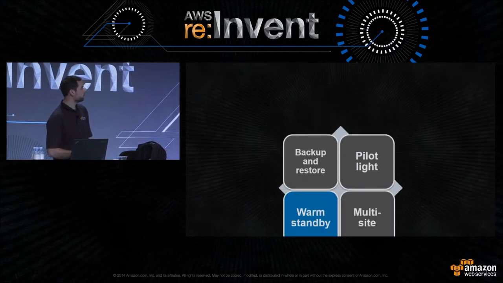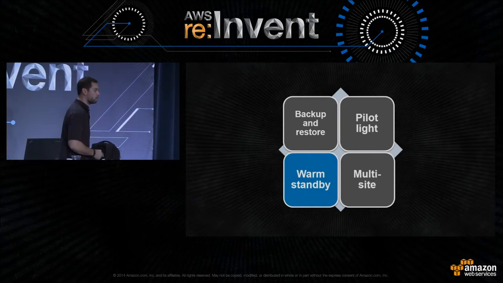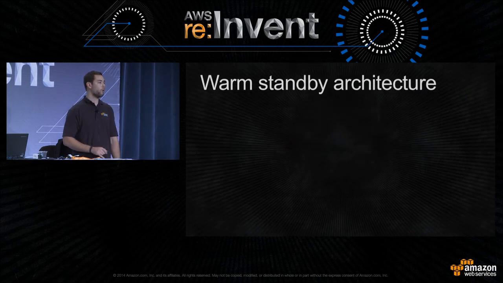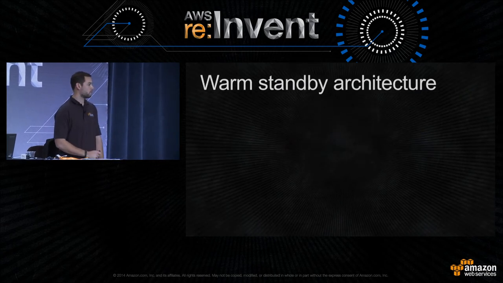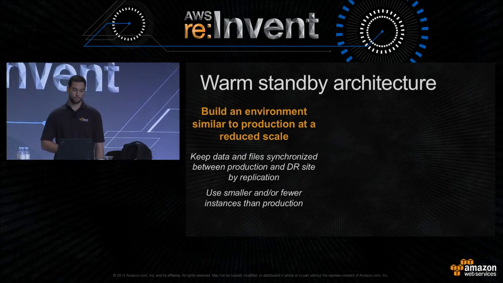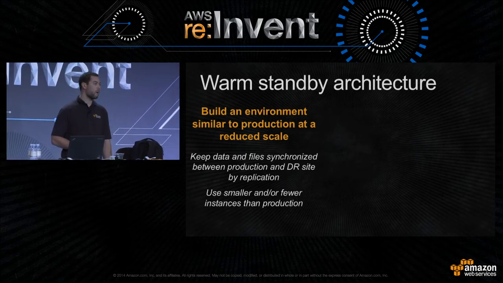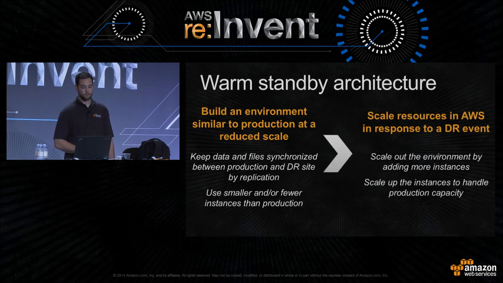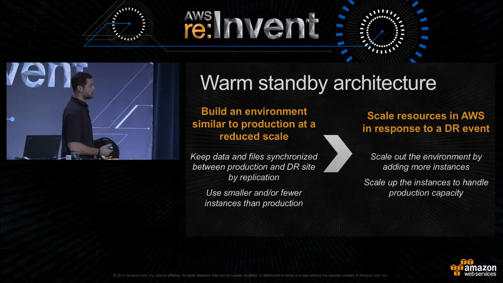Okay, so let's talk about warm standby. So you've got a little bit more money that you want to spend, and you want to have a lower RPO and RTO. So you don't want to lose as much data, you don't want to have as much time to recover. So you build an environment similar to your production environment, but you scale it down. Then when there's a DR event, you can scale the resources up.